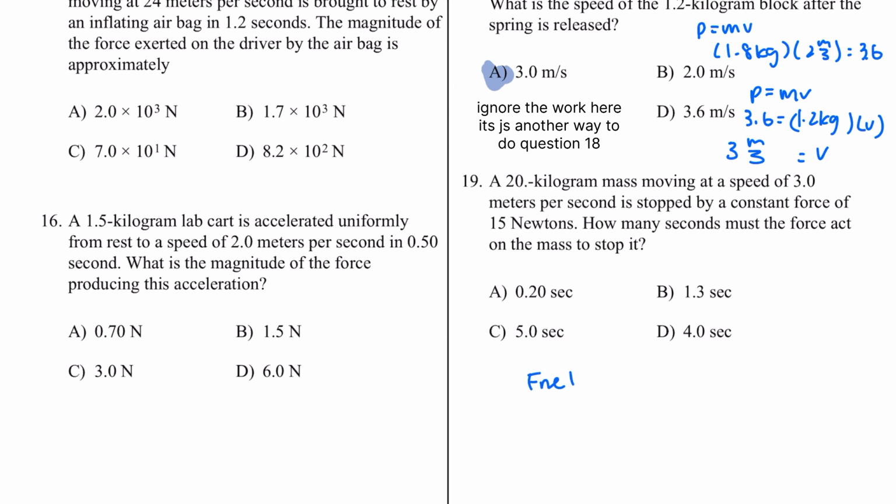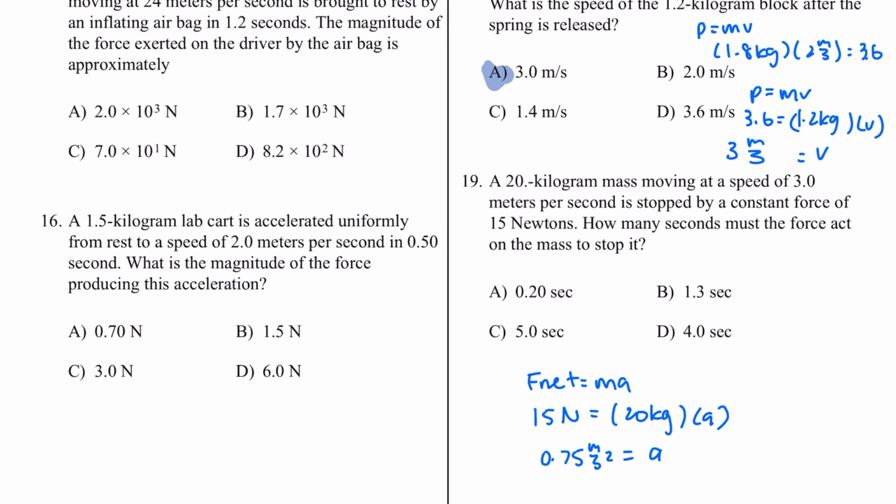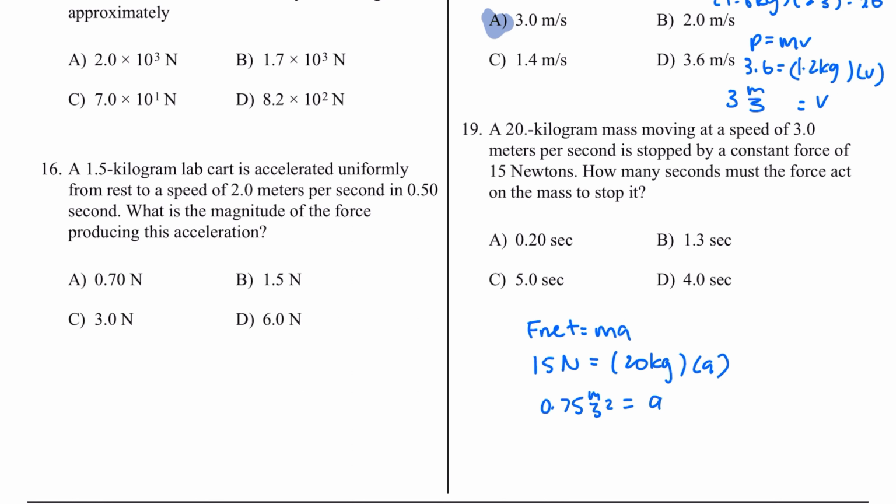So F net equals ma. It tells us that F net is 15 newtons. There's a mass of 20 kilograms, and we need to find acceleration. So acceleration equals 0.75 meters per second squared. Now we need to find time, so acceleration equals v over t. So 0.75 meters per second squared equals 3 meters per second over time, and t is going to equal 4 seconds, which is choice D.